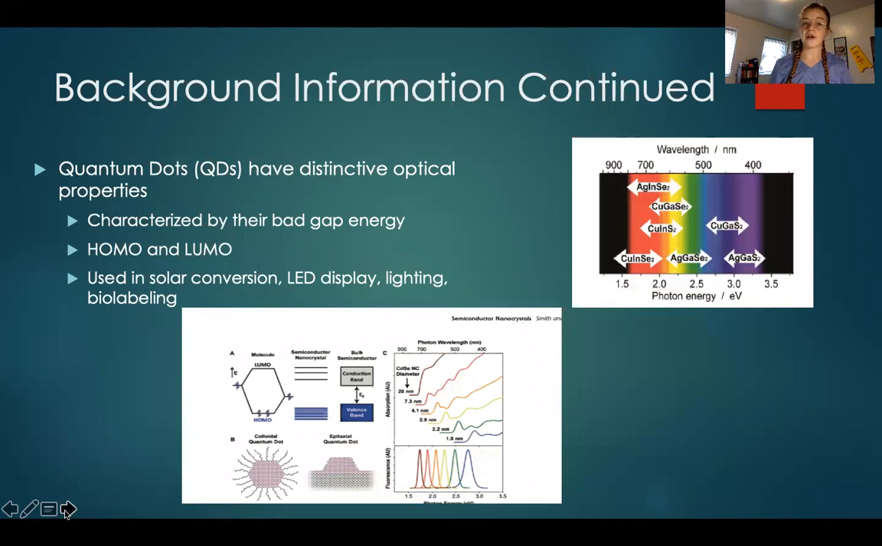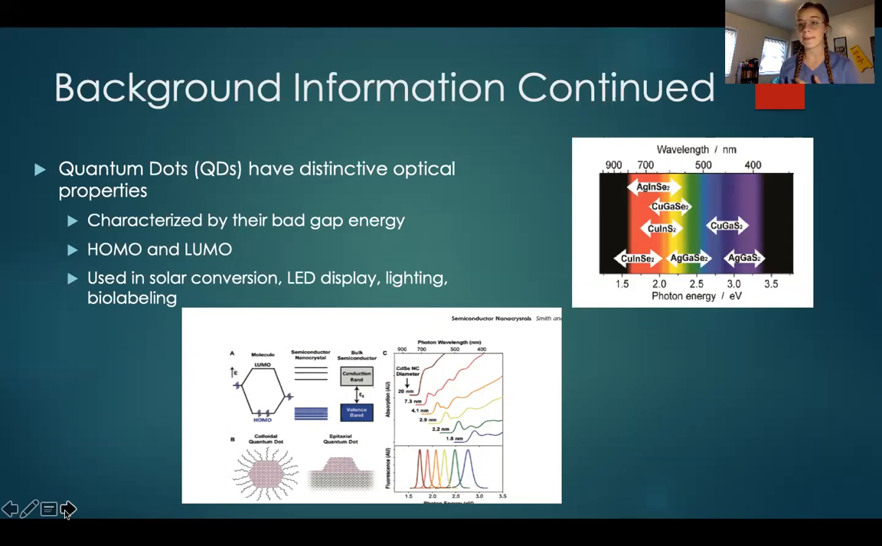So a little bit more background, quantum dots have very distinctive optical properties. That's why in the past 20 years they've been super influential, especially in biomedical research, and people have been doing a lot more research on them. They're very popular. They're characterized by their band gap energy, and a band gap energy is the difference between your HOMO, which is your highest occupied molecular orbital, and your LUMO, which is your lowest unoccupied molecular orbital. You can see in the diagram on the very bottom, that goes a little bit into conduction bands and the valence bands as well.